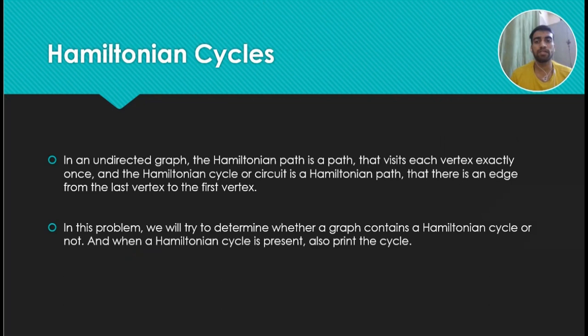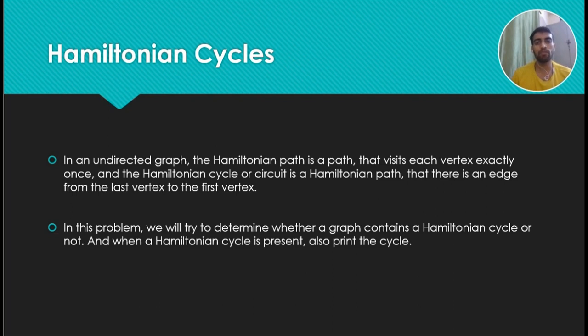The topic of my presentation is Hamiltonian cycles. To understand Hamiltonian cycles, we need to find out what Hamiltonian paths are. In an undirected graph, a Hamiltonian path is a path that visits each vertex exactly once. And a Hamiltonian cycle is a Hamiltonian path such that there is an edge from the last vertex to the first vertex. That is, it forms a cycle.